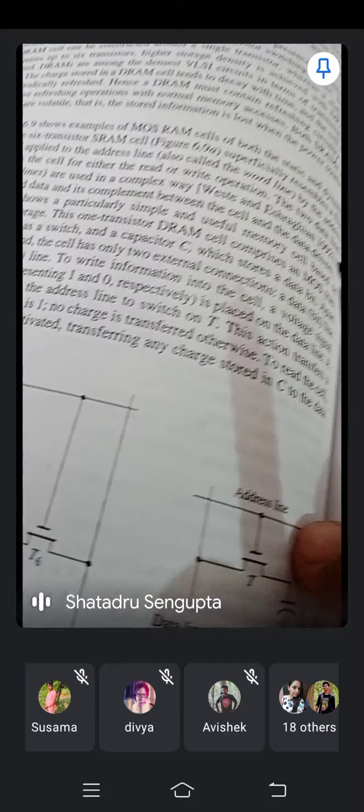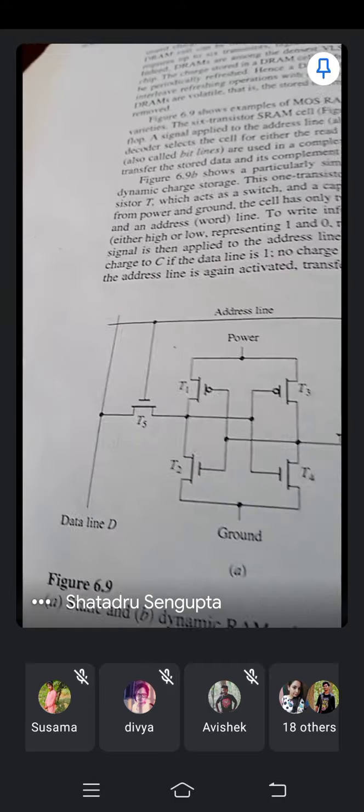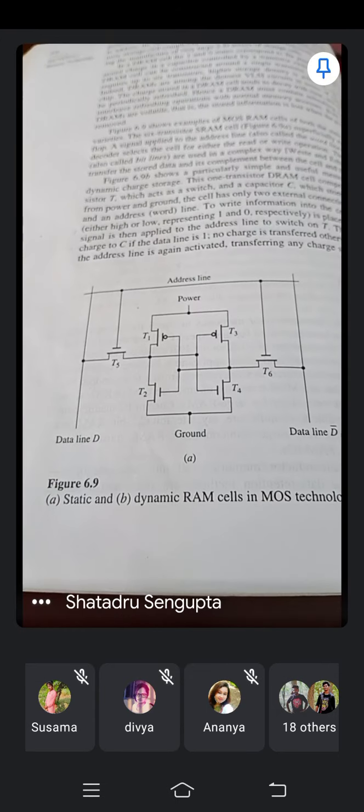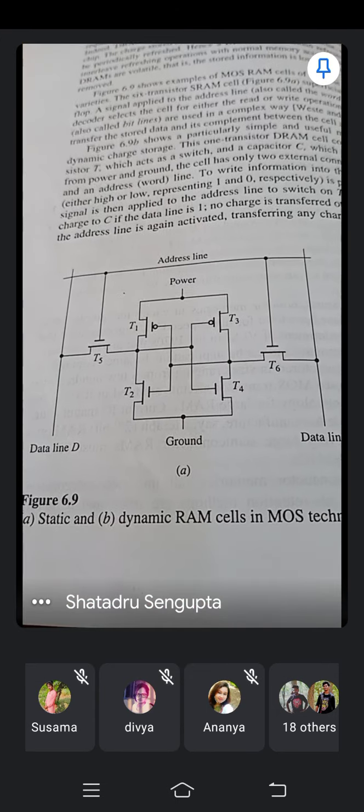Let's now go to the next one. Is this clear now? It is still not clear. It is clear on my screen.